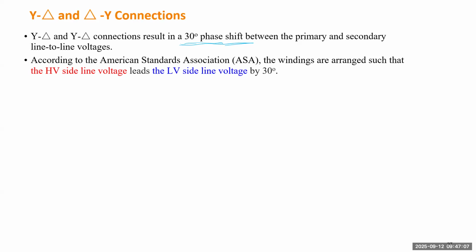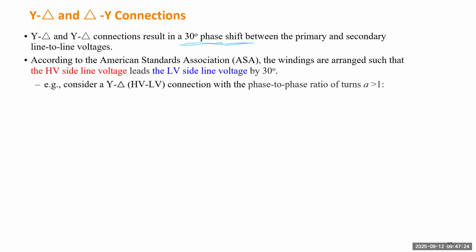So when you have either Y to delta Y connections, to decide which is A on the primary side and which is B on the secondary side, you just need to make sure the corresponding two windings will have the high voltage always lead the low voltage by 30 degrees, not the other way. Let me give you one example. Let's just consider Y to delta connection. So that's a step down transformer. The Y will be the high voltage side and delta will be the low voltage side.